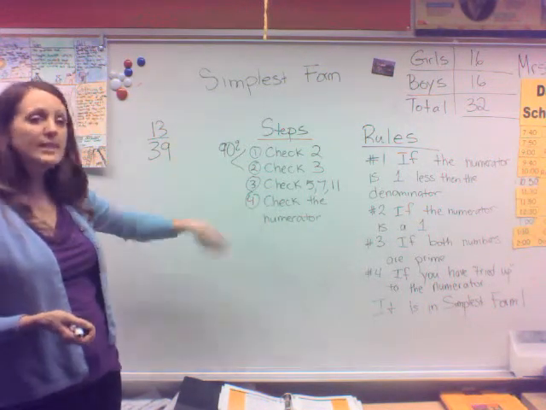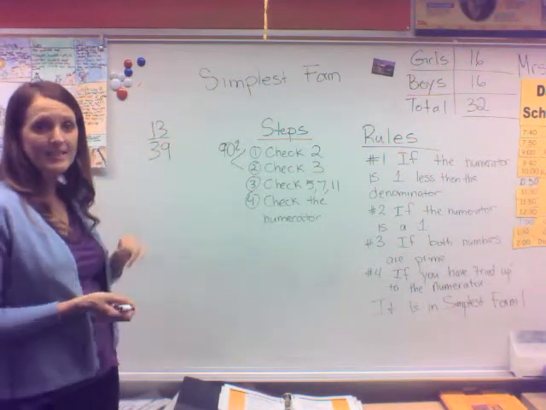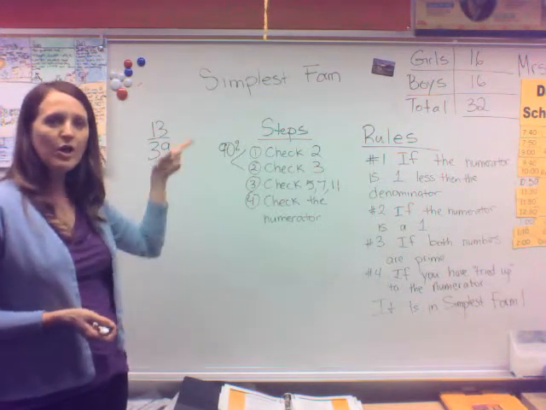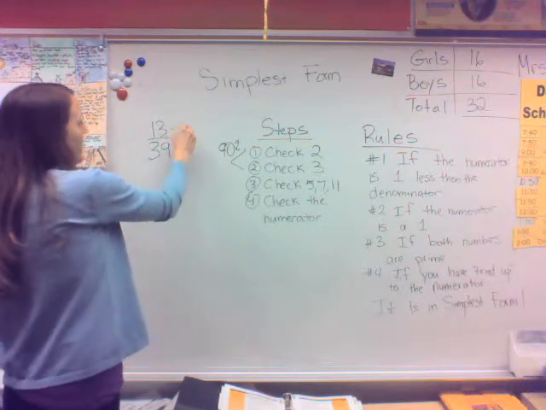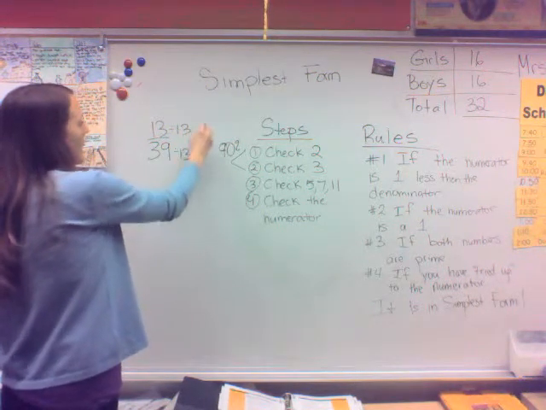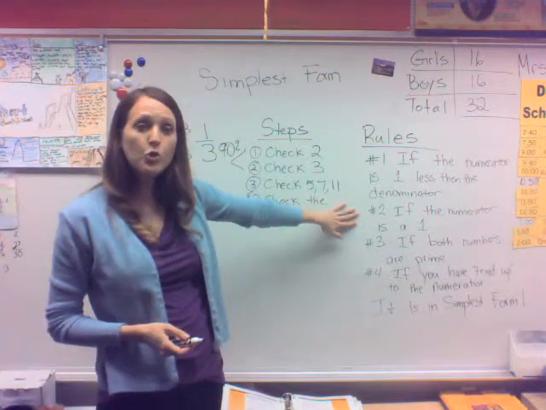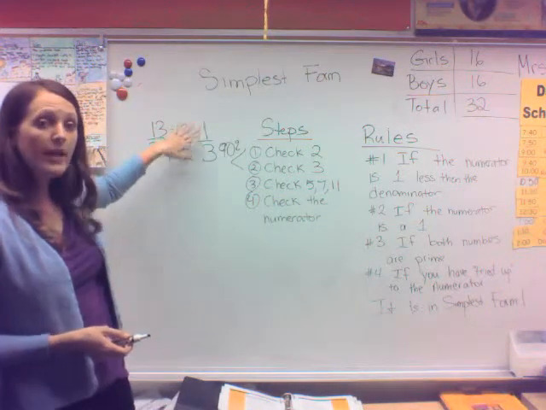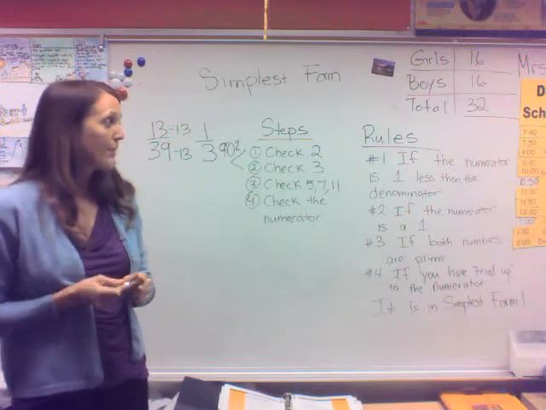So my last rule says to check the numerator. See if you can take the numerator and divide it into the denominator. And when I said that, I'm sure several of you went, oh, look, 13 does divide into 39. Divide by 13, divide by 13, I get 1/3. Which also takes me to my rule 2 for checking to see if it's in simplest terms. If there is a 1 in the numerator, I know that I have reached simplest form.